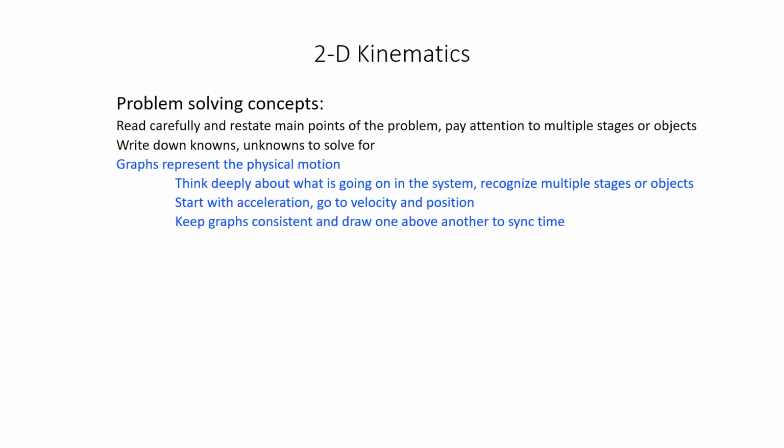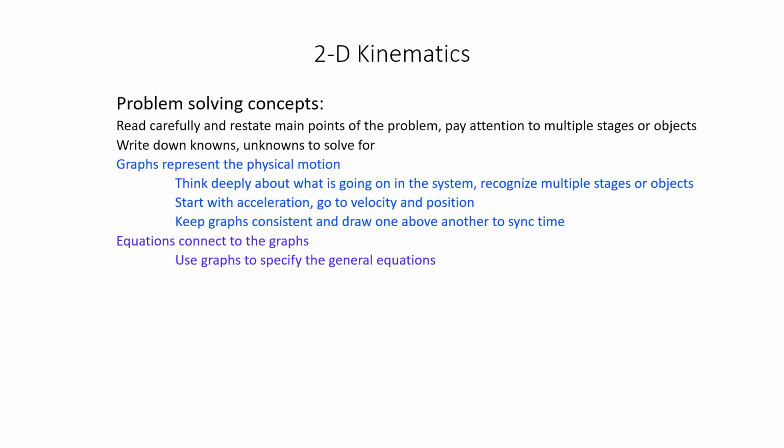If there's not already a diagram of the system, I should draw one. The next thing to do is to draw graphs that represent the physical motion. In this case, that would be kinematic graphs. I need to think deeply about what's going on in the system, and again, recognize multiple stages or objects. They need to be represented in the graphs. I typically start with acceleration, then go to velocity and position. You want to keep the graphs consistent and draw one above the other to synchronize the time.